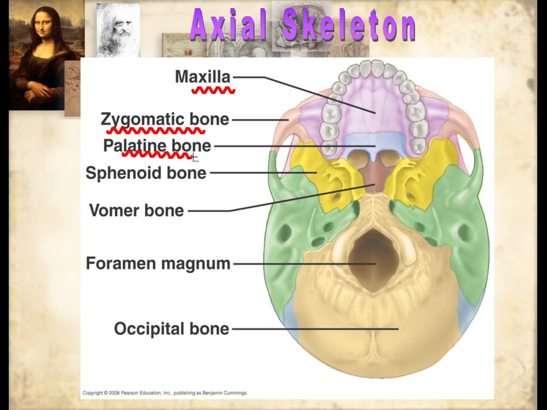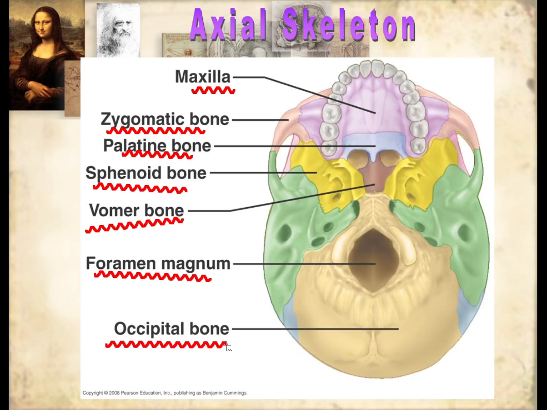Okay, so the palatine bone, we know that the palate, hard palate and soft palate. So here is the palatine bone. Then this is the sphenoid bone. And the upper part, this nose, is the vomer bone, right, and the central part here is the foramen magnum, right. So foramen magnum is the central part, and this part is the occipital bone.